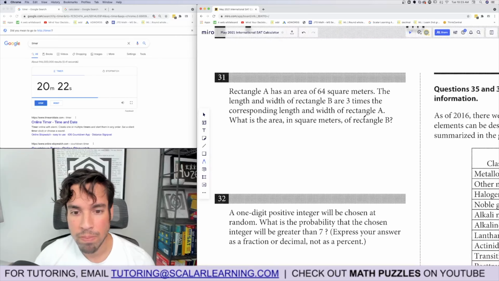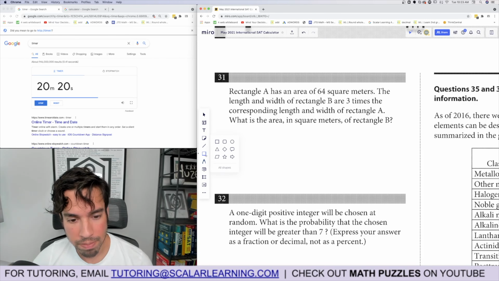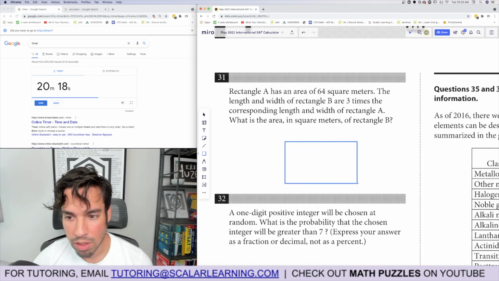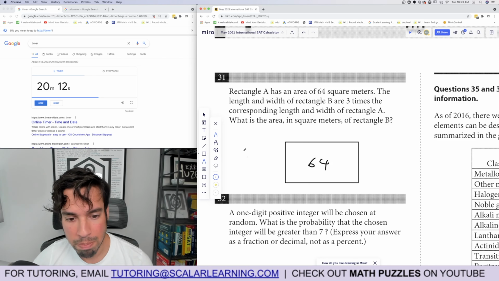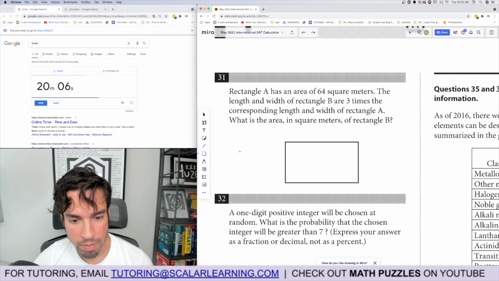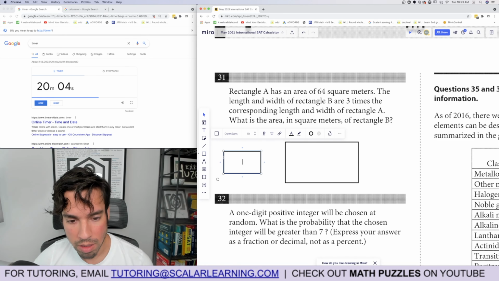Here we go. 31. Rectangle A has an area of 64 meters. The length and width of rectangle B are 3 times. Actually, hold on. B is going to be the bigger one, right? So here's A. This one is 64.